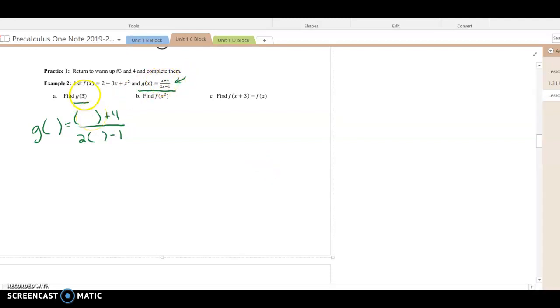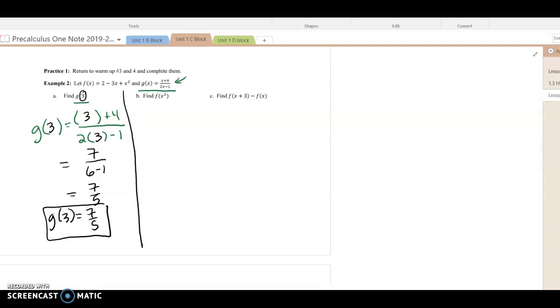Now, inside the parentheses, we're trying to find g of 3. So every time we see a parentheses, we're going to put in 3. So then we have 3 plus 4, which is 7, over 2 times 3, which is 6, minus 1. So we have 7 over 5. So g of 3 is 7/5.